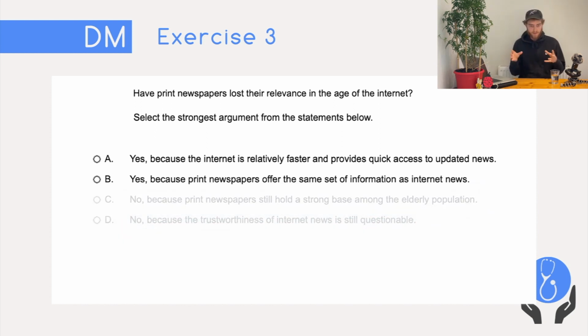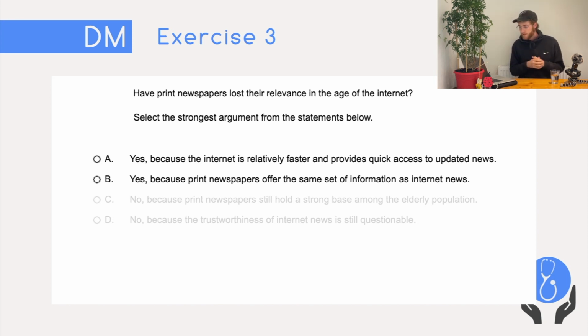Again, just for your exam theory, if you didn't have the time to choose between these, you could just choose one, that's a 50-50 chance of getting the right answer, which is really good odds. But you do have the time to work it out, so we can go through them in a little bit more detail. Now looking at A, this is saying that because the internet is relatively faster, so again, faster, it's comparing it to the newspapers, and provides quick access to updated news. So that sounds fair enough. It's giving an advantage of the internet, and it's also comparing the internet to newspapers.